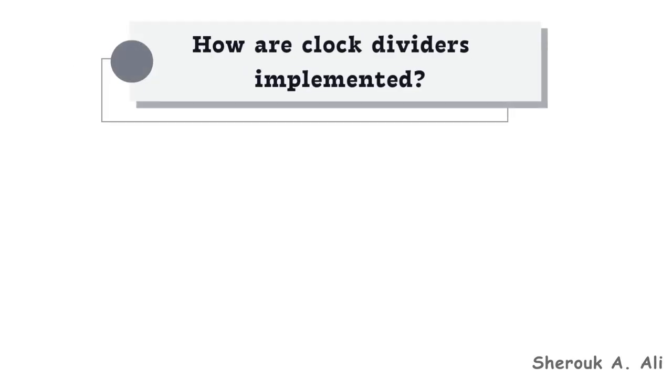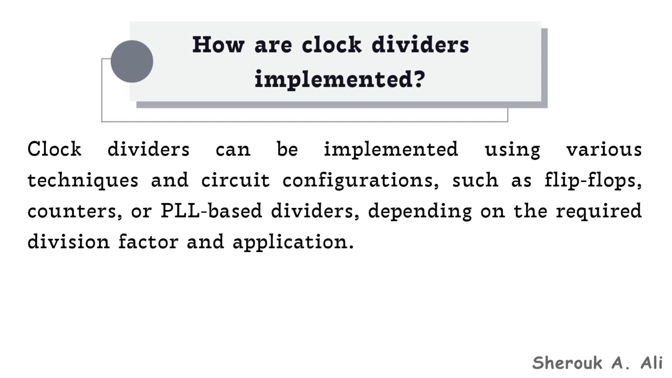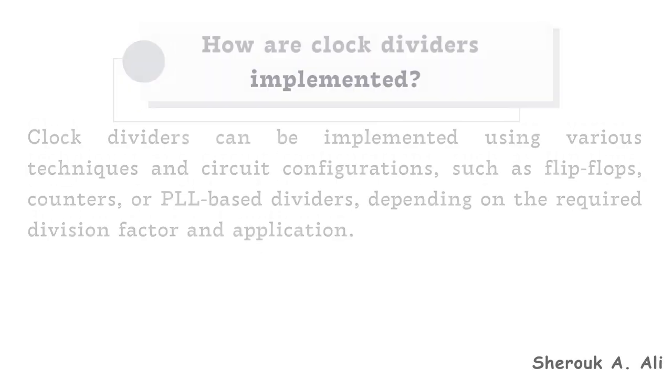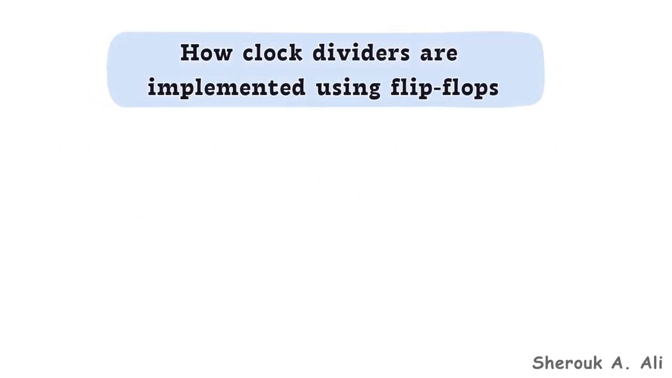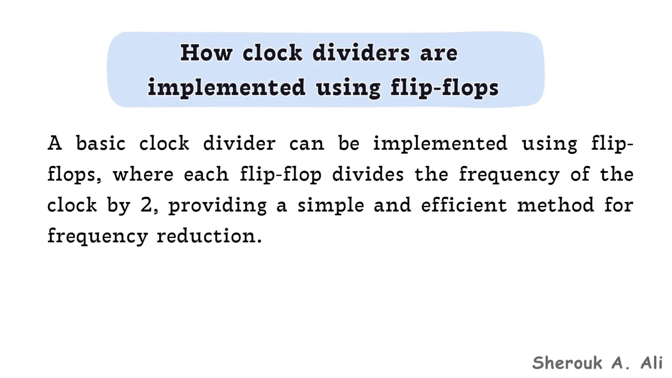So, how are clock dividers implemented? Clock dividers can be implemented using various techniques and circuit configurations, such as flip-flops, counters, or PLL-based dividers, depending on the required division factor and application. Let's illustrate how clock dividers are implemented using flip-flops. A basic clock divider can be implemented using flip-flops, where each flip-flop divides the frequency of the clock by 2, providing a simple and efficient method for frequency reduction.